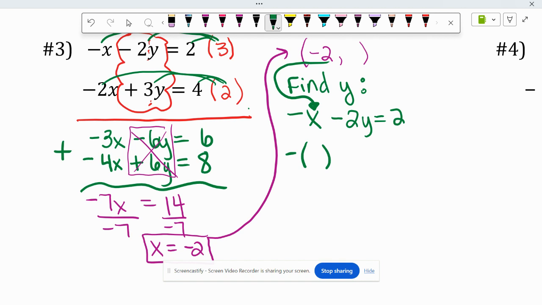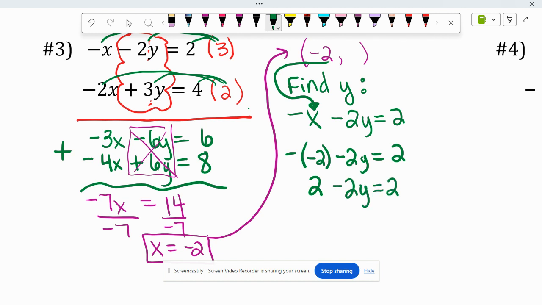The value of x is what? What are we substituting in for x? X is really what? We just solved it. It's negative 2. So I have negative negative 2 minus 2y equals 2. So what is negative times a negative? So that really turns us into a positive 2 minus 2y equals 2.